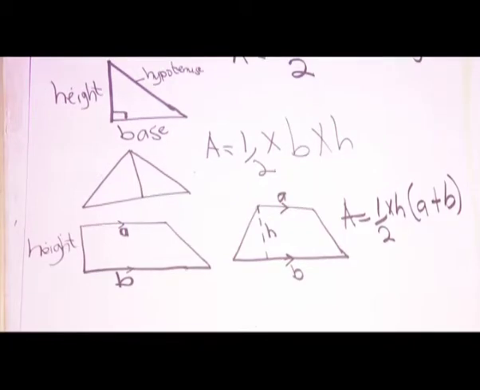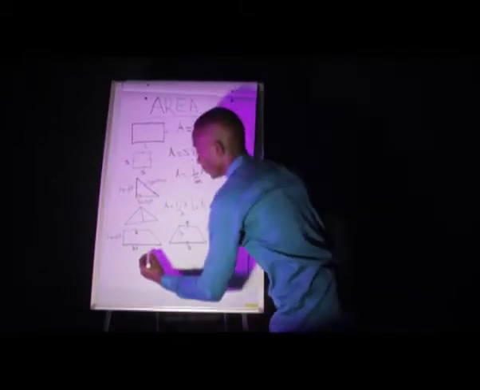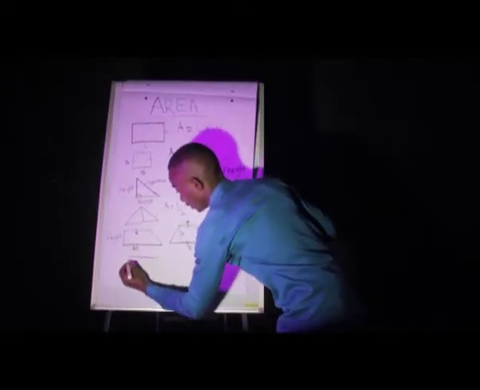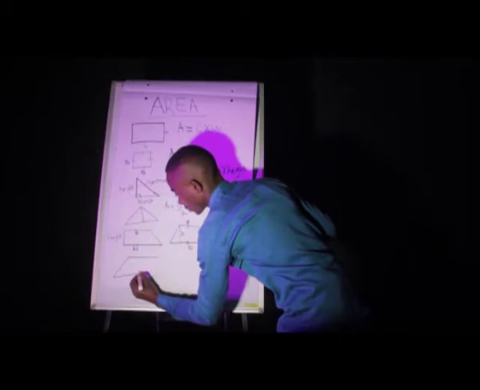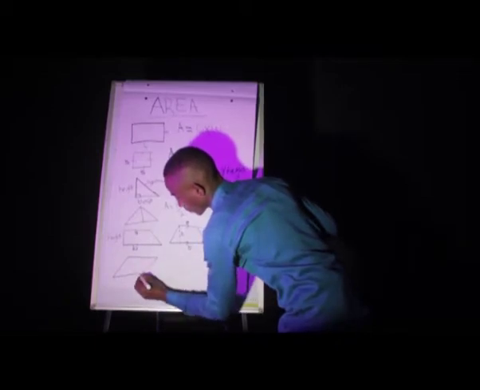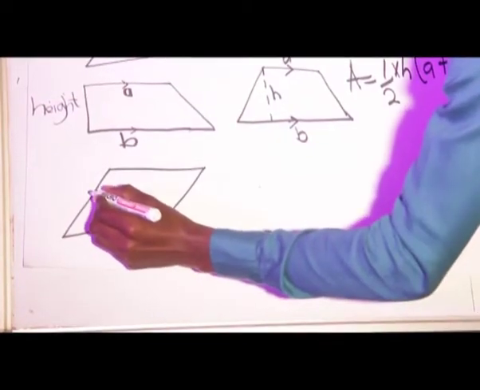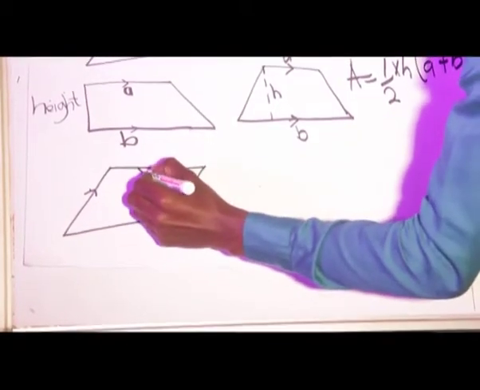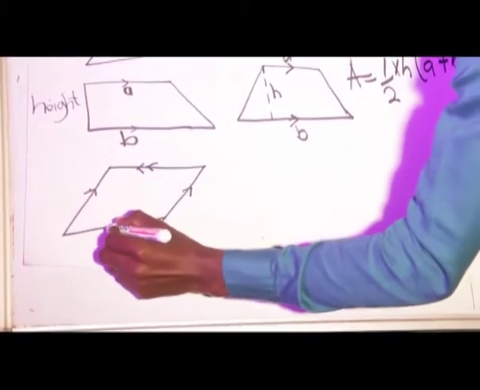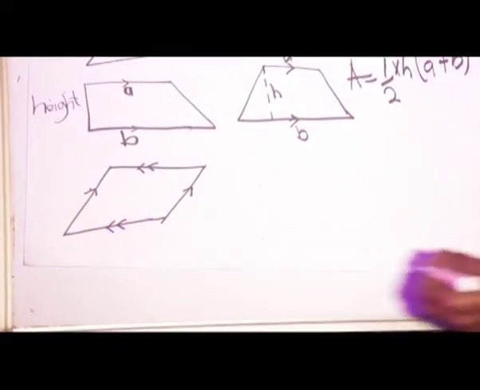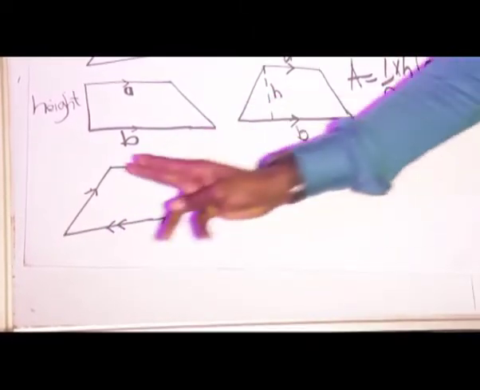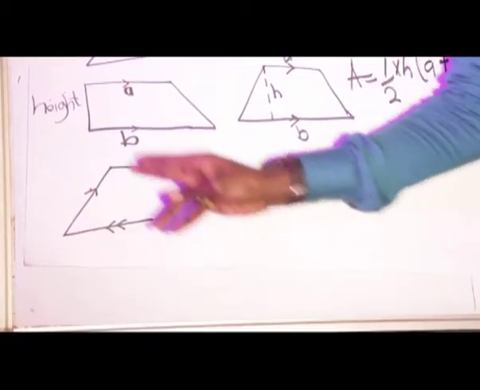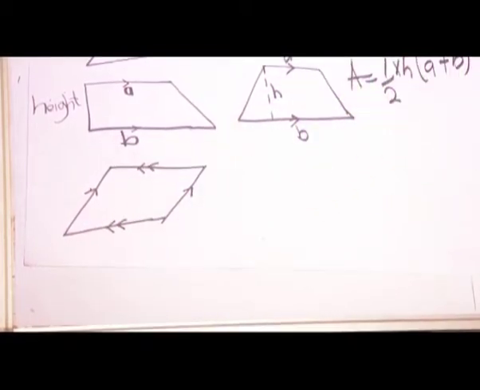We have lastly another figure called a parallelogram. A parallelogram is drawn in this format, whereby this side is parallel to this side. Then these other two are also parallel to one another. So this side is parallel to this one, and these two are also parallel to one another.